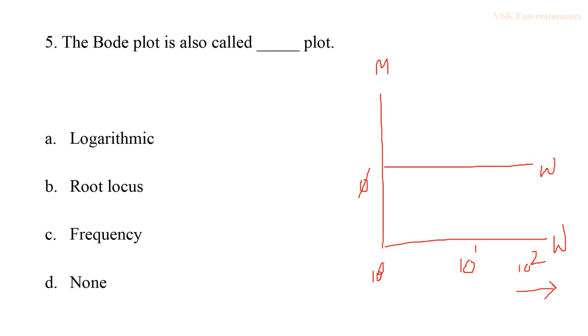Coming to the next one, that is the Bode plot, also called as dash plot. Options are logarithmic, root locus, frequency and none of the above. I think everyone knows about the Bode plot. Bode plot consists of two plots. One is the magnitude plot and the second one is the phase plot. These two plots we draw on the semi-log graph or logarithmic graph.